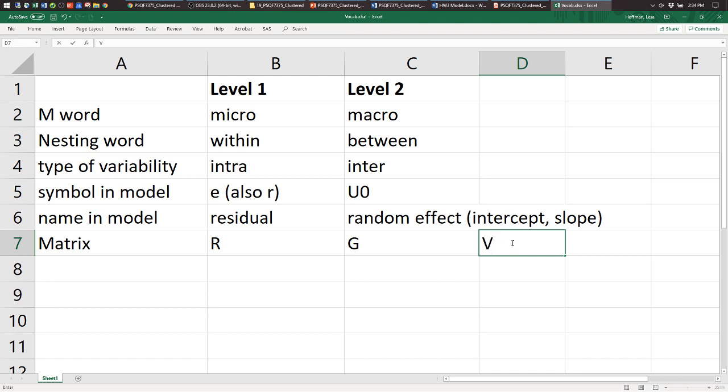G and R. Welcome to the jungle, baby. We got fun and games. We got everything you want.